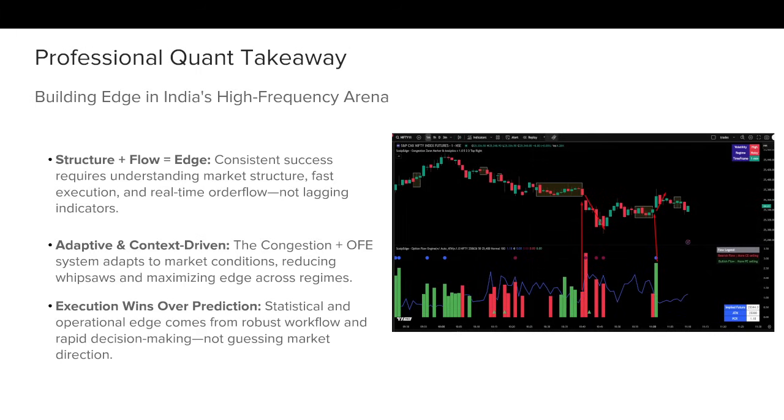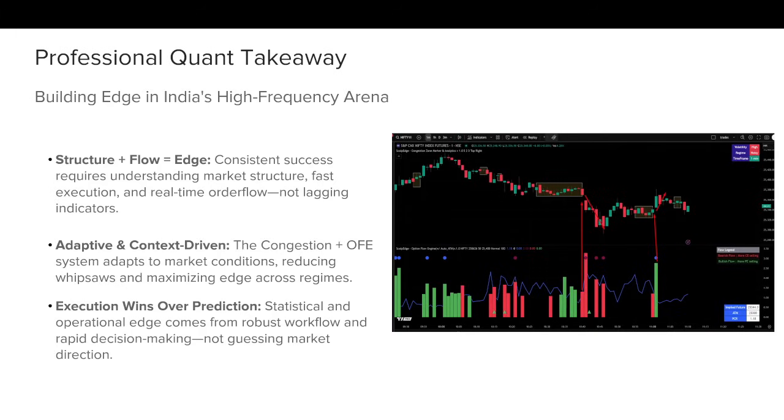So what is our takeaway? Structure plus flow is basically edge. Structure is basically the compression zone, flow is basically the options flow. So this will provide you success when you understand market structure, when you have fast execution, and you see real-time order flow on your chart and not lagging indicators. So these indicators basically tell you what is happening now. It doesn't tell you what happened 26 periods back.